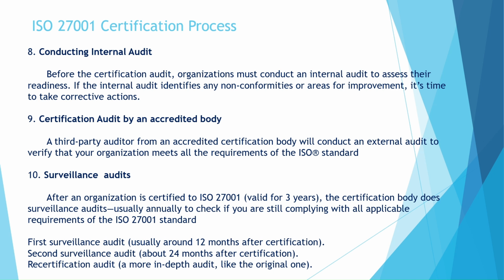The next stage is certification audit by an accredited body. The third-party auditor from an accredited certification body will conduct an external audit to verify that your organization meets all the security requirements of the ISO standards. So once the audit is conducted, he will give you the findings. If there are no findings, then he will certify your organization. If your organization does not meet the requirements of the ISO standard, you will get a report which will list all the findings. They will provide you a time frame of 30 to 45 days to fix those findings.